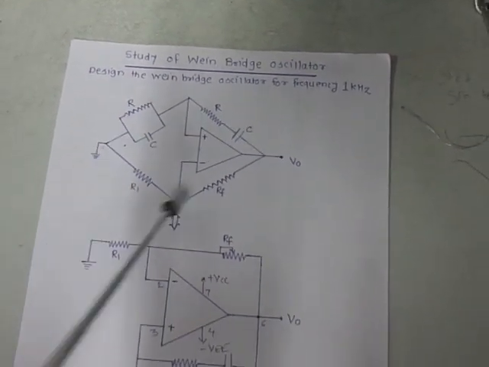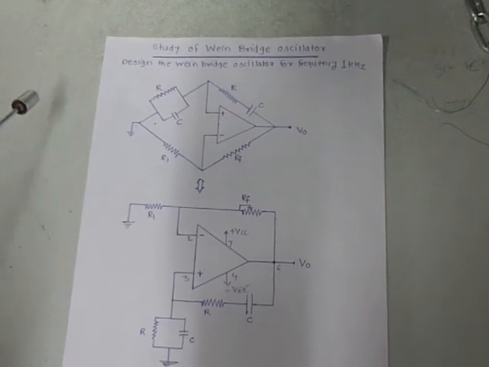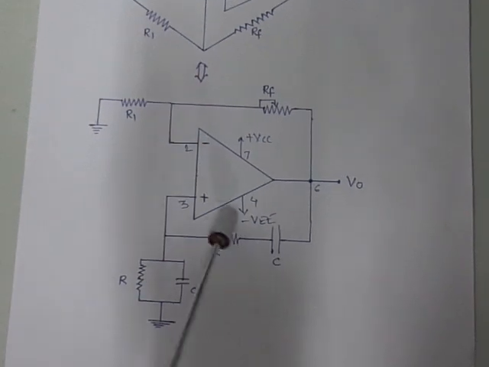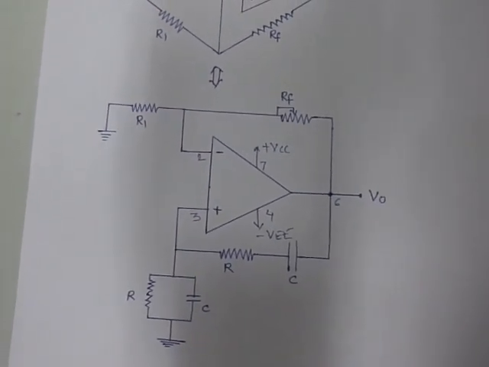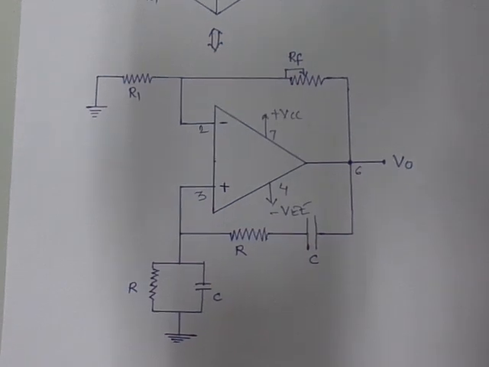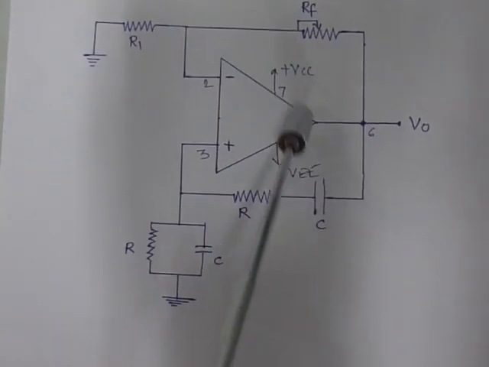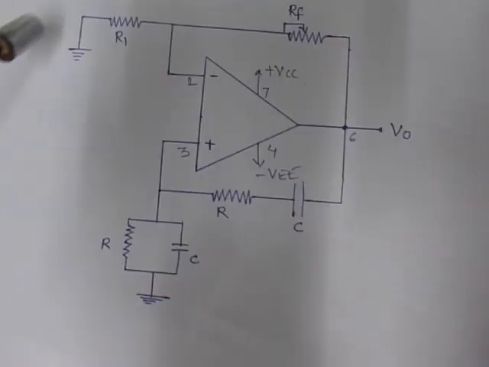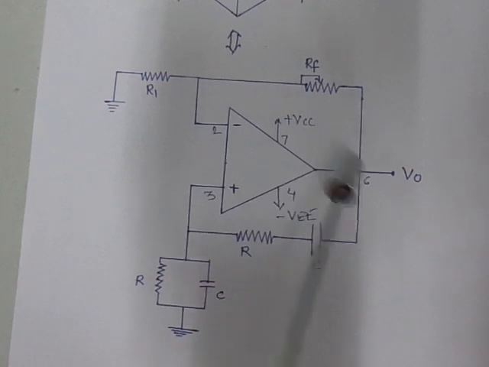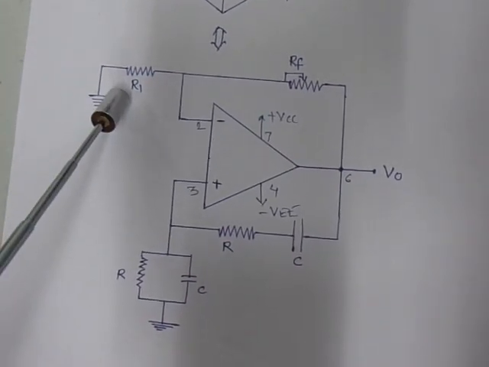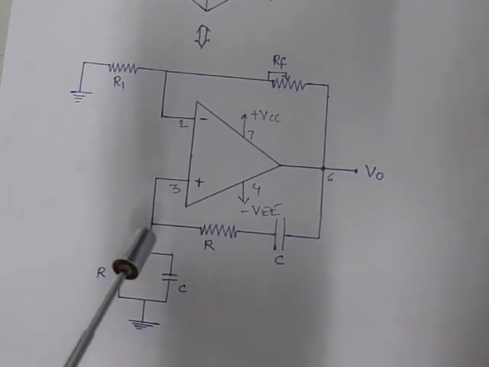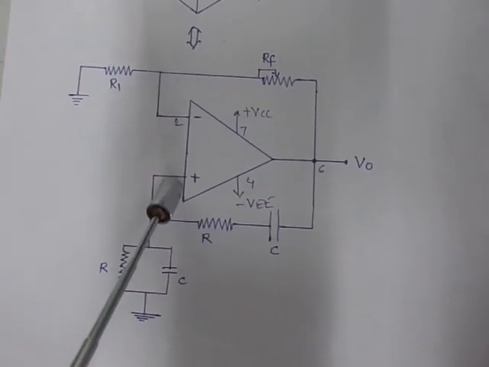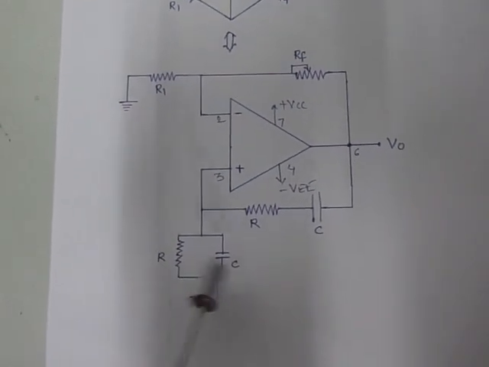This is again the circuit of a Wein bridge oscillator interfaced with the operational amplifier. The simplified circuit diagram is shown here. This is the operational amplifier. As we already know, IC 741, OP07 or 356 are pin compatible ICs, so we are going to use an operational amplifier here. R1 is connected between pin number 2 and ground, and RF is connected between pin number 2 and 6. So this is the first arm, this is the second arm. The remaining 2 arms: between pin number 3 and 6 we have connected an RC series combination, and between pin number 3 and ground we have connected a parallel combination of RC.